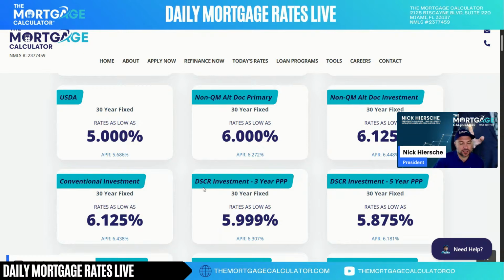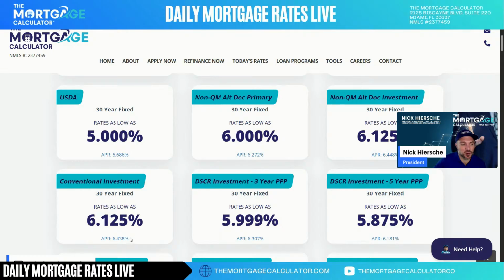And our DSCR, debt service coverage ratio options. These are some of our favorite non-QM options. No employment or income information needed. We simply look at the rental property and determine if the rents can cover the expenses, aka the property cash flows. That's number 1, which is what we set for all the demos here. With a 3-year prepayment penalty, rates come in at 5.999, final APR 6.307. And we can do a 5-year prepayment penalty there. Rates come in as low as 5.875, final APR 6.181.